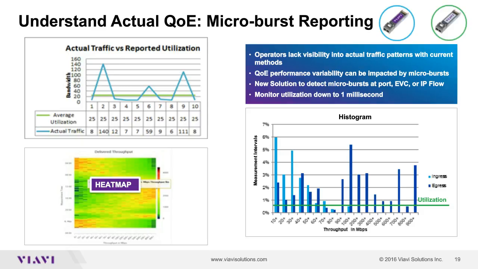And when I say service here, I'm referring to could be an IP flow, could be an IP flow and a DSCP bit, it could be a VLAN, et cetera, whatever's been defined as a service by the operator is being monitored. And you can tell.